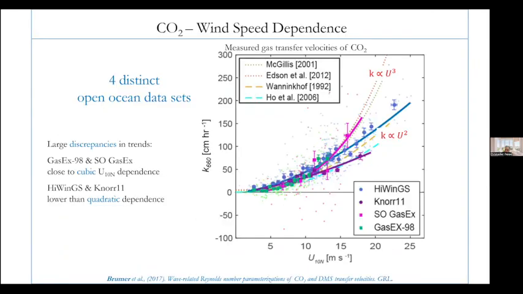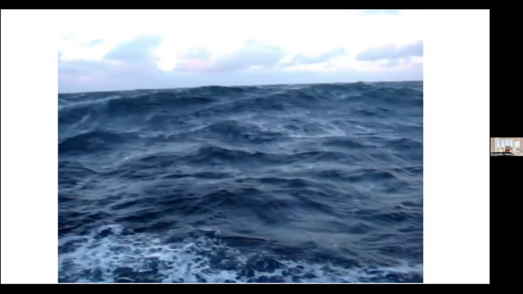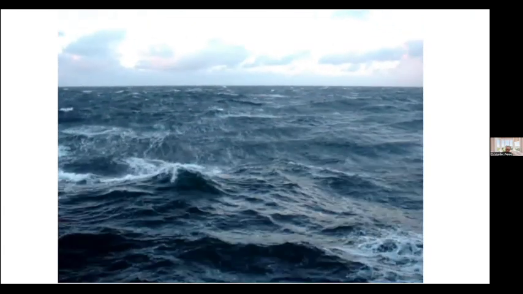So what we did was we went out to sea, made all those measurements of the gas transfer, this rate of transfer, and we also measured what the waves were doing. And here's a picture of what it's like out there. So this one we could be on deck. They allowed us to be on deck, it wasn't too bad, but it gives a sense.